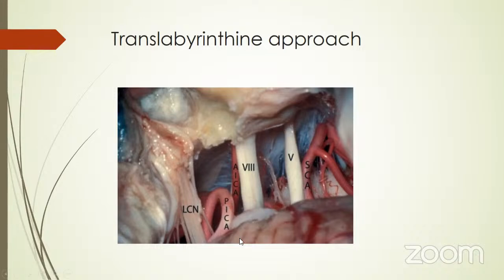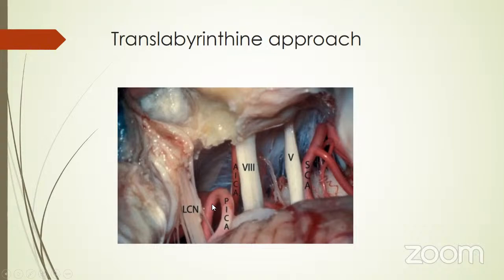On opening this dura, what you see immediately is the very thick trigeminal nerve, and the artery in close association with the trigeminal nerve is the superior cerebellar artery, which is a branch of the basilar artery, and the acousticofacial bundle right in front of you. The facial nerve lies in front of the acousticofacial bundle, and the artery in close relation with the acousticofacial bundle is the anterior inferior cerebellar artery, which is a branch of the basilar artery again.